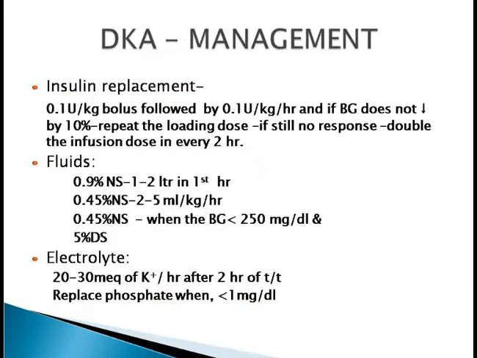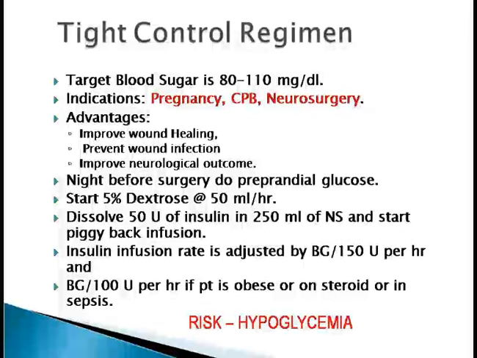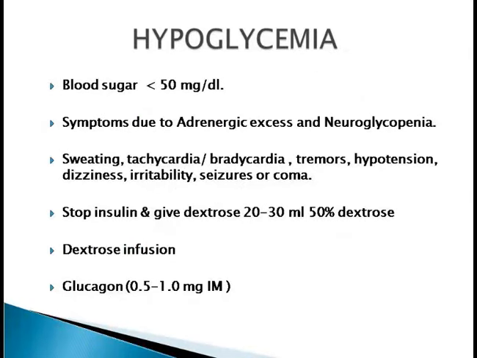If the patient is having diabetic ketoacidosis, we follow the standard care of diabetic ketoacidosis management. Similarly, if the patient is having HONK, we need to correct the fluid replacement as we normally do in HONK patients. And a tight control regime, that is 80 to 110, is required in cardiopulmonary bypass surgeries or neurosurgeries. Fluids need to be monitored very closely. Insulin infusion rates need to be adjusted, but the risk of hypoglycemia needs to be avoided. If there is hypoglycemia, it needs to be treated accordingly.